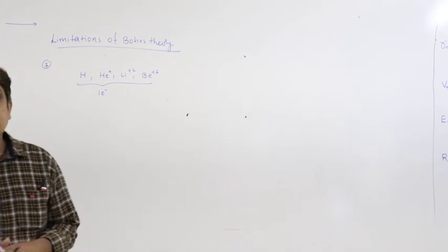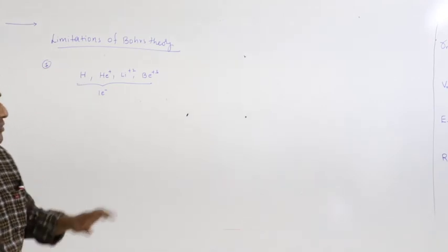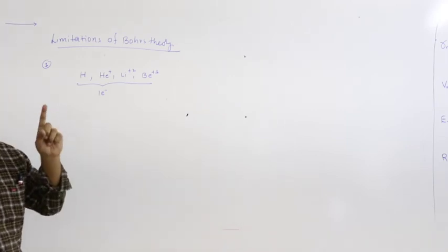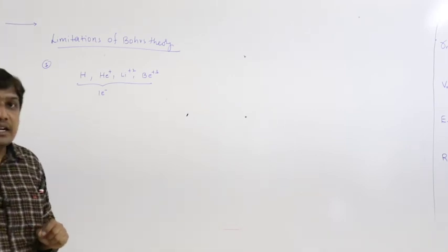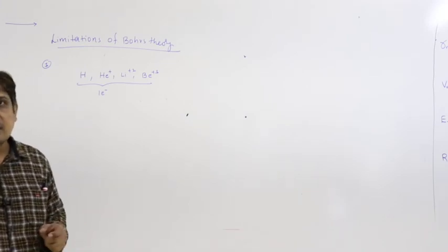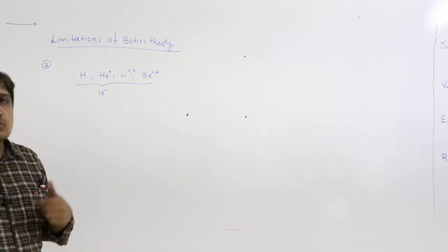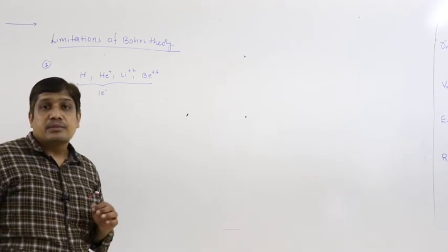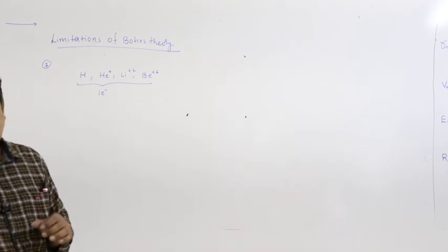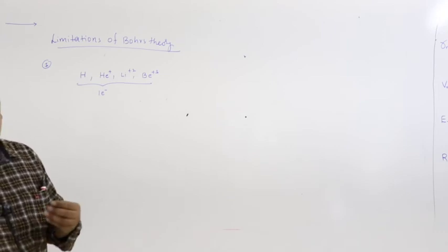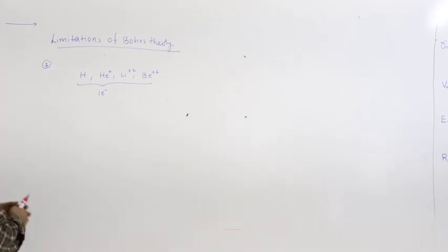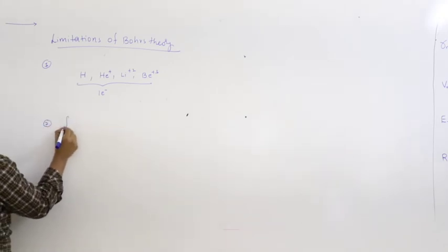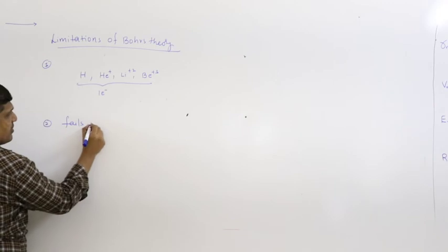Bohr's theory was able to explain the spectrum of single electron species, but fails to explain the multi-electron systems. That means the atoms or ions that contain 2 or more electrons. So Bohr's theory was unable to explain the spectrum of multi-electron species. That is the drawback. Next, it fails to explain the fine spectrum of hydrogen.